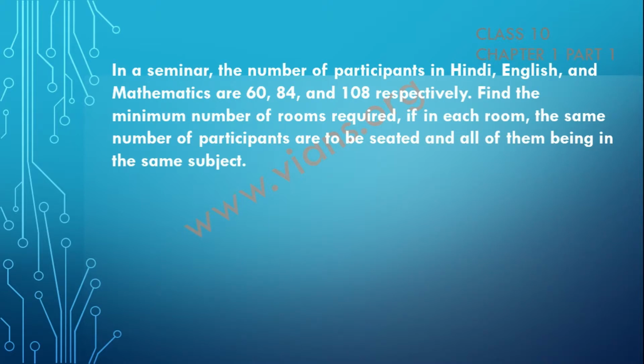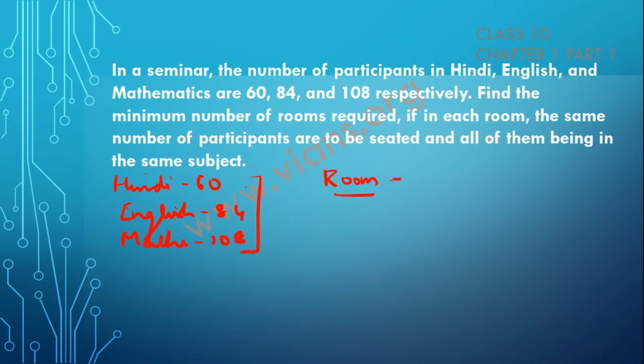So what basically it says is you have in Hindi around 60 participants, you have in English around 84 participants, and you have in maths around 108 participants. That's well and good. Now you want to get them seated in a set number of rooms, in which in each room the participants should belong to only one subject.